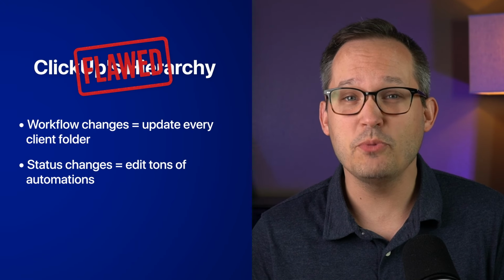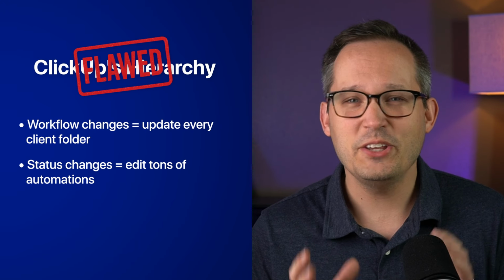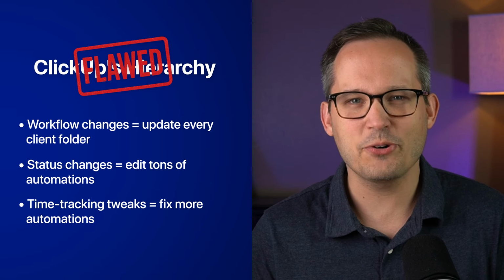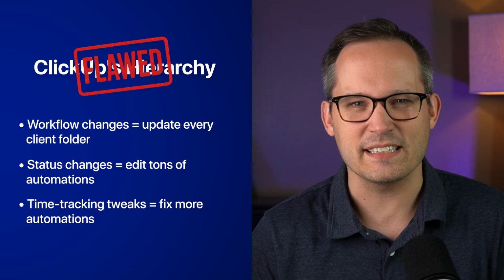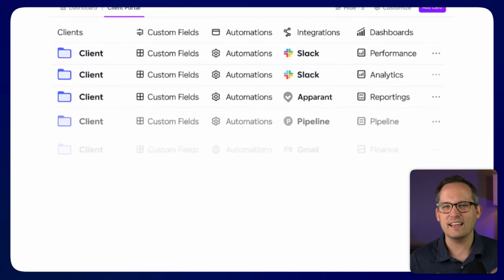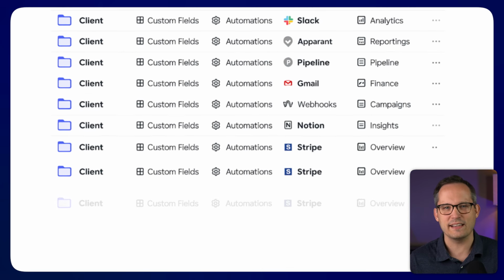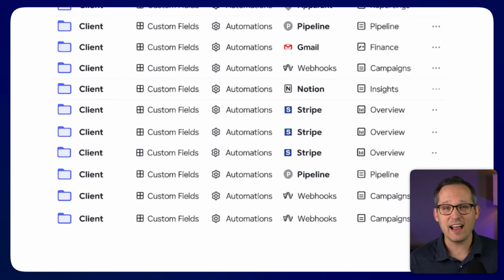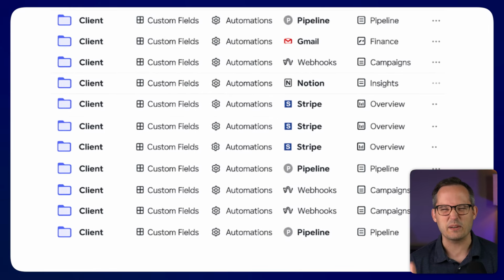Change from how a project moves to in progress to review? You'll need to touch a dozen separate automations. Adjust a time tracking integration? That's another dozen fixes. It's like managing 50 slightly different versions of the same operating system, each with its own quirks, bugs, and exceptions. And over time, those little inconsistencies start to compound.